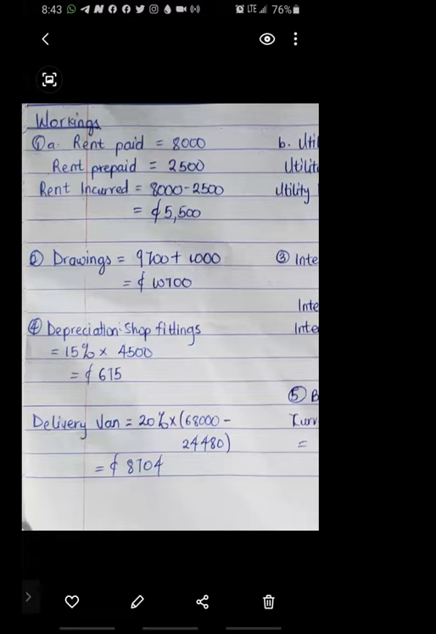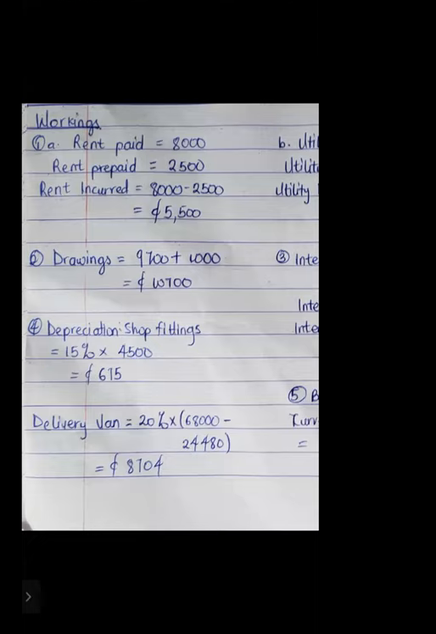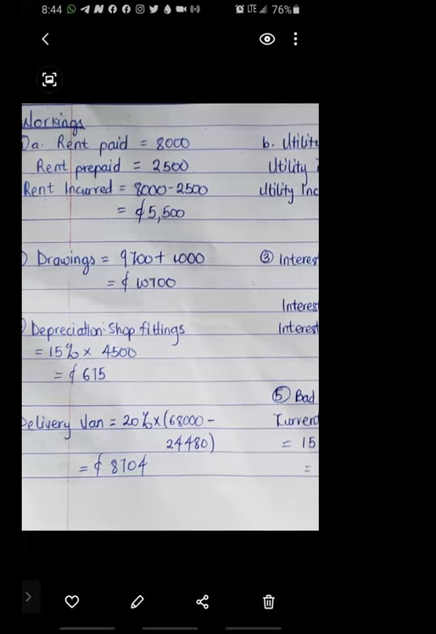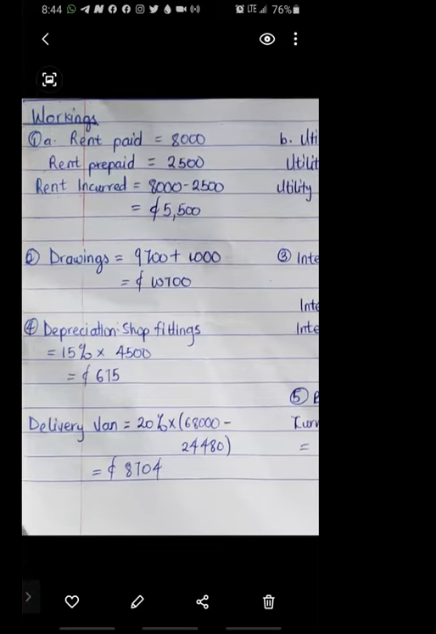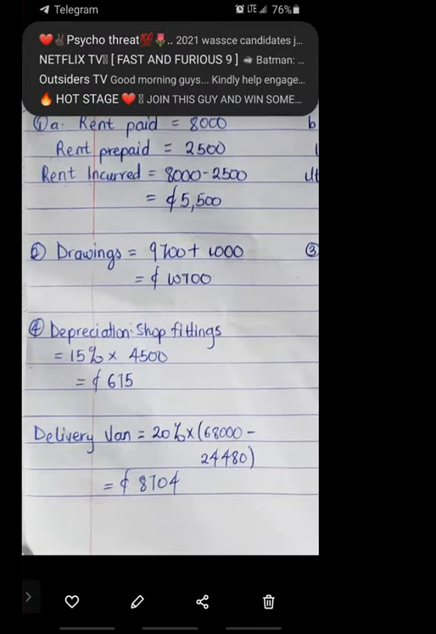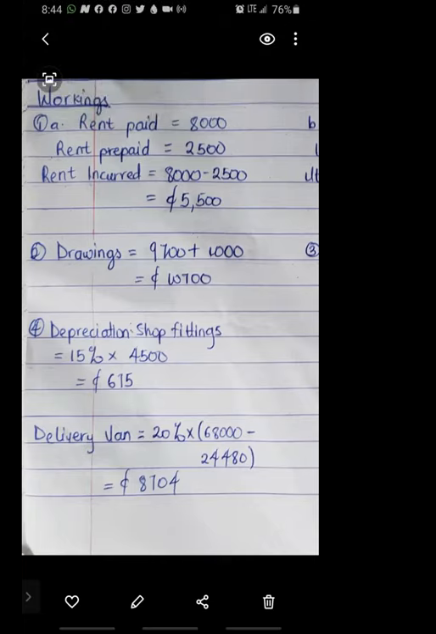Can you take us to the closing inventory first? Additional information one was the closing stock. I don't have that amount here though. The amount is 13,500. So that was the closing inventory.